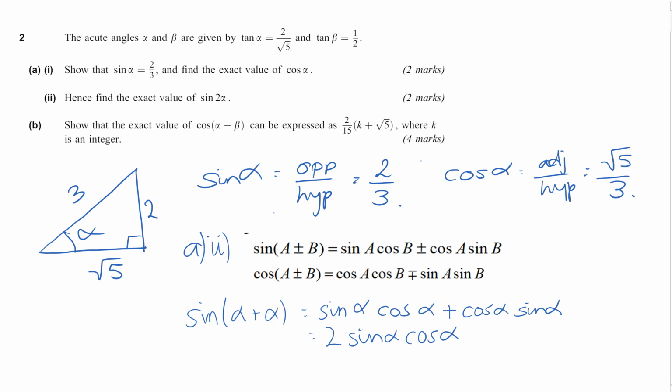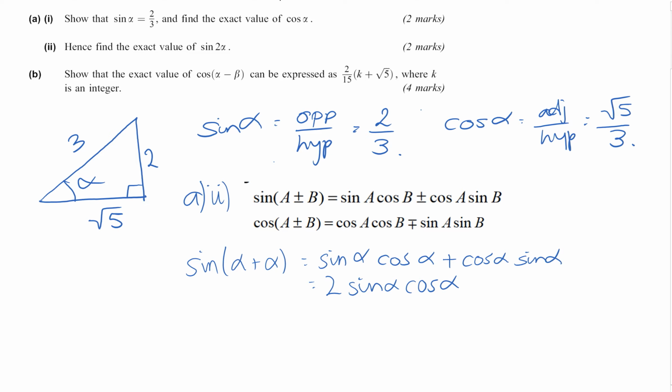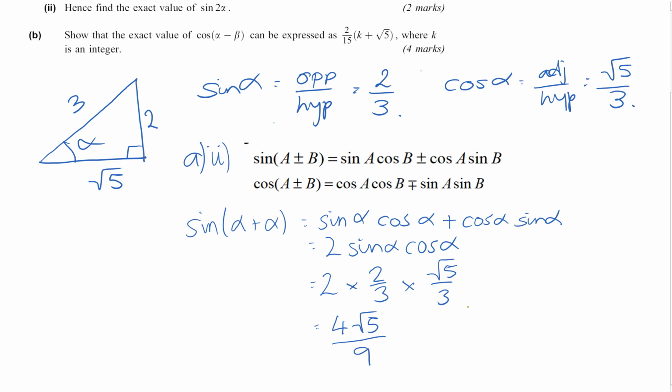Now, we've already done in the previous part of this question what sine alpha and what cos alpha are. So just give myself a little bit more room here and substitute in what we know. So we've got 2 lots of sine alpha, well that's equal to 2/3, and cos alpha, that's equal to root 5 over 3. So we're multiplying those things together. So I'm going to get 4 root 5 as my numerator and 9 as my denominator there. And that is my exact value for my 2 marks in part B.